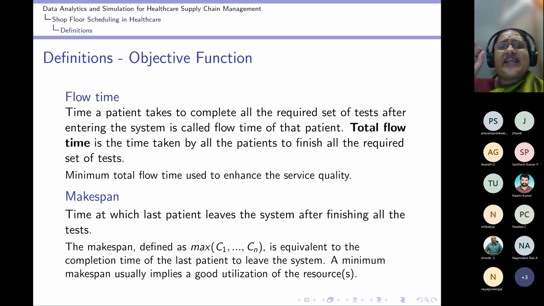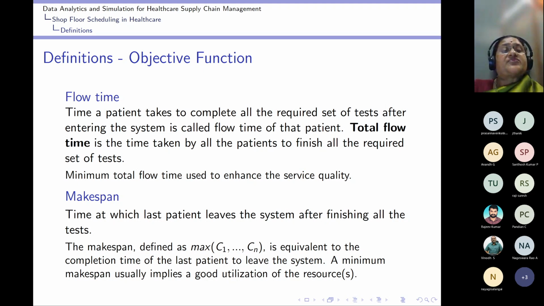The total flow time is the time taken by all patients to finish the required number of tests, and makespan is the time at which the last patient leaves the system after finishing all the tests. Using these two, a minimum makespan usually implies good utilization of the resources, and minimizing the total flow time enhances the service quality. From a patient's perspective, I'm looking at minimizing flow time, and from a service provider's perspective, I'm looking at minimizing the makespan.